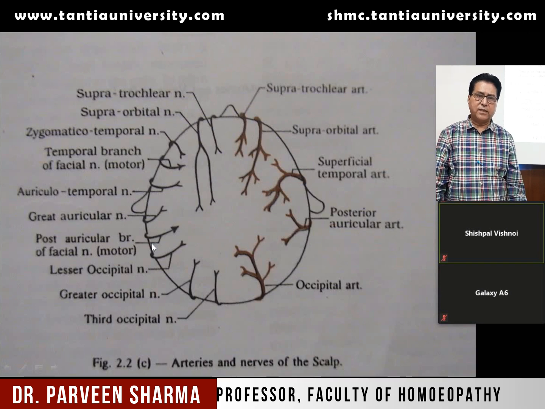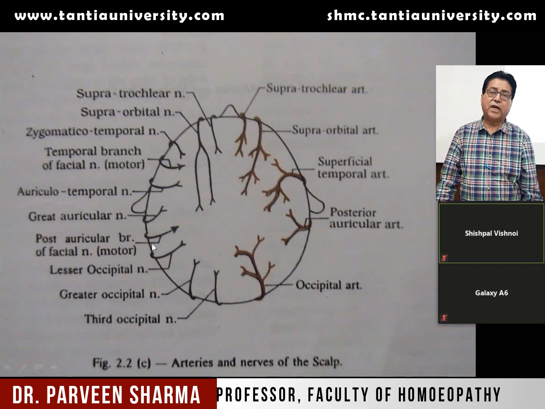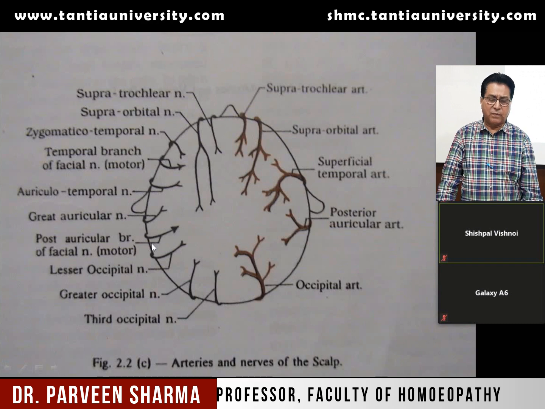When I say the word sensory, it means the nerve which carries sensation. It carries the sensation of the skin of the skull. And when I call motor, it supplies the muscle. So in front of ear, you have the muscle that is frontalis muscle.